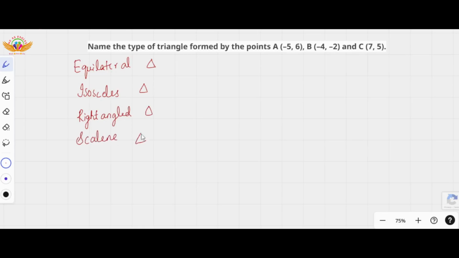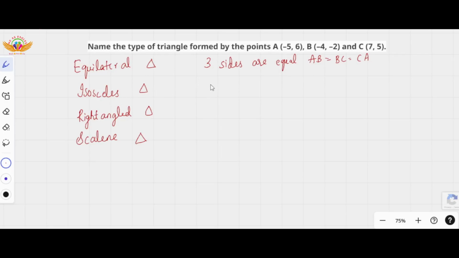I'm just using these 4 triangles because most of the questions come based on these 4 only. How to find out equilateral triangle? When all the three sides are equal. When you do AB, BC, CA, all three sides must be equal. By using the distance formula, you will find out AB, BC, and CA. When AB equals BC equals CA, then it is called an equilateral triangle.